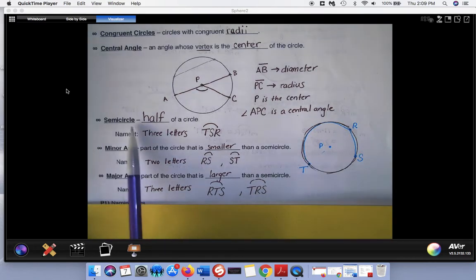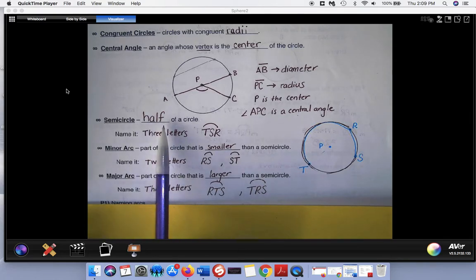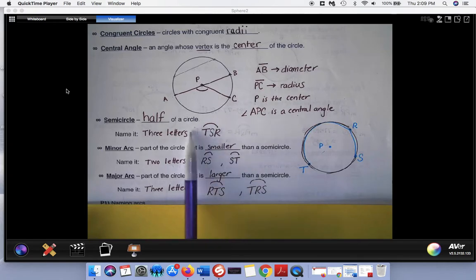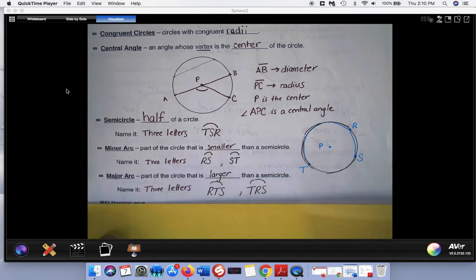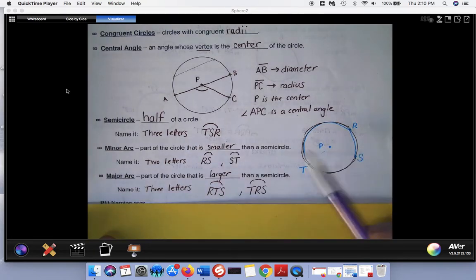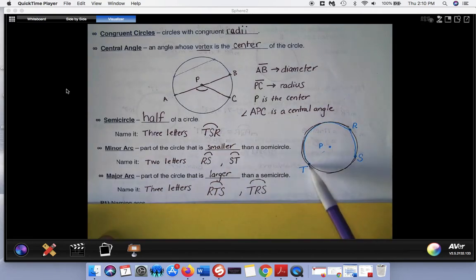A semicircle, you are probably familiar with, it is half of the circle. Which means in order to identify a semicircle, we're really looking for diameters. Semicircles are named by 3 letters typically, and we use the arc symbol up above. Not a straight segment, it's not a segment, it's not an angle, it's an arc. Use the correct symbol. So in this one, we use 3 letters, so arc TSR. You want to make sure that you follow the order of the letters to follow your arc, TSR.